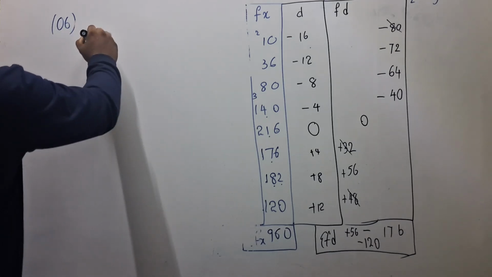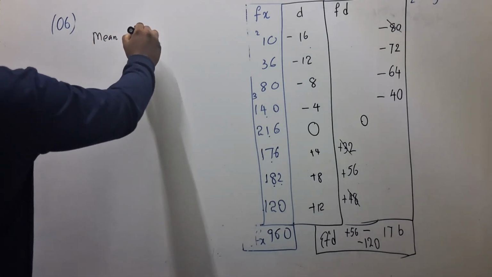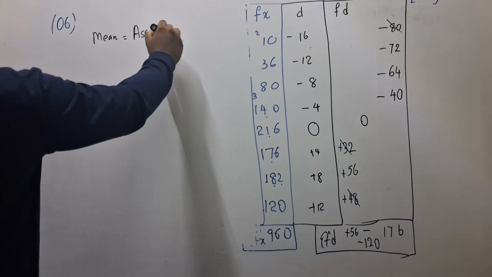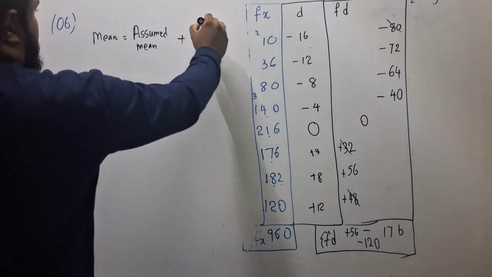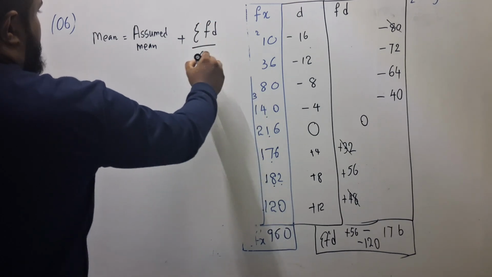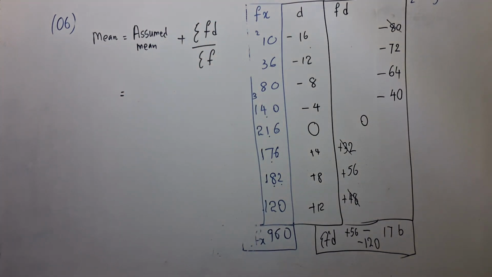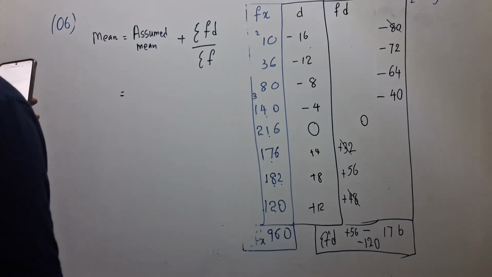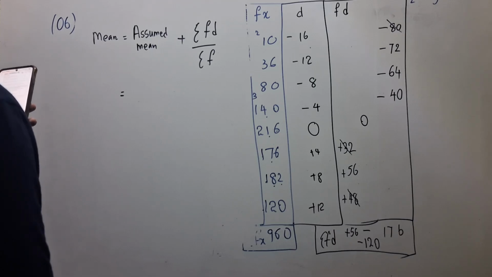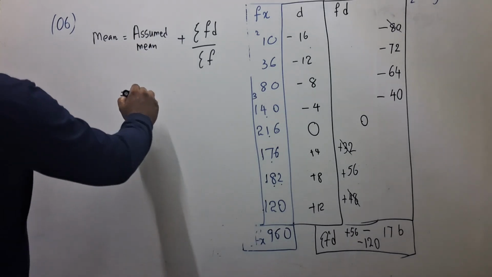I write the equation mean equals assumed mean plus sigma fd over sigma f. What is the assumed mean we took? The assumed mean we took was the mid value of the modal class. The modal class was 16 to 20, mid value was 18. So the assumed mean was 18.